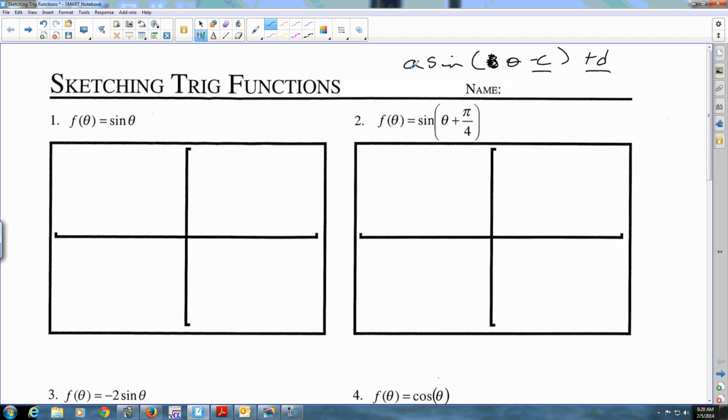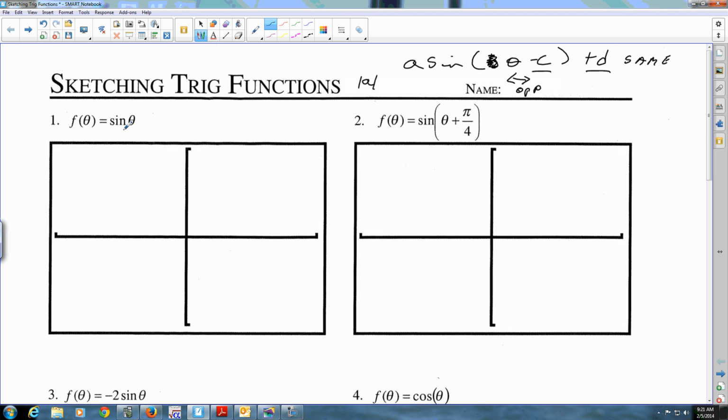And then A determines your amplitude. Actually, it's the absolute value of A, determines your height. C moves it left to right, and you read this opposite of what it is. D moves it up to down, and you read that the same, just like you did for all the other graphs you guys started learning back since Algebra 2.